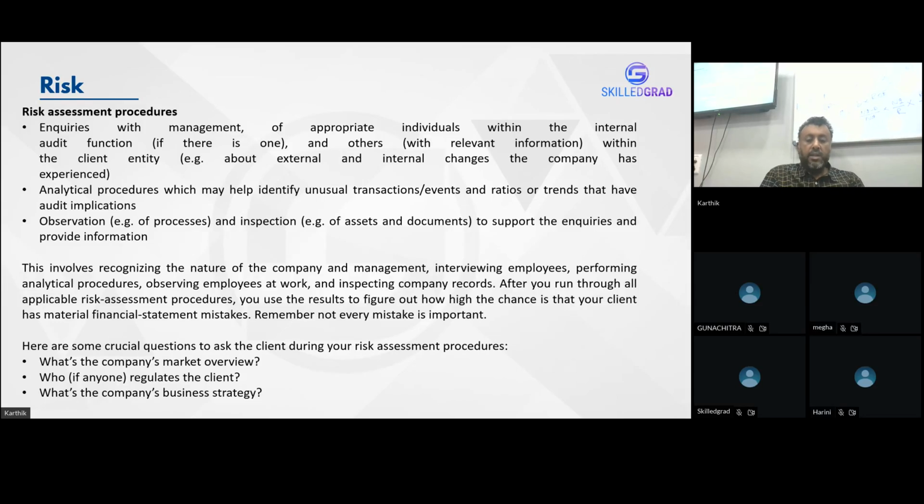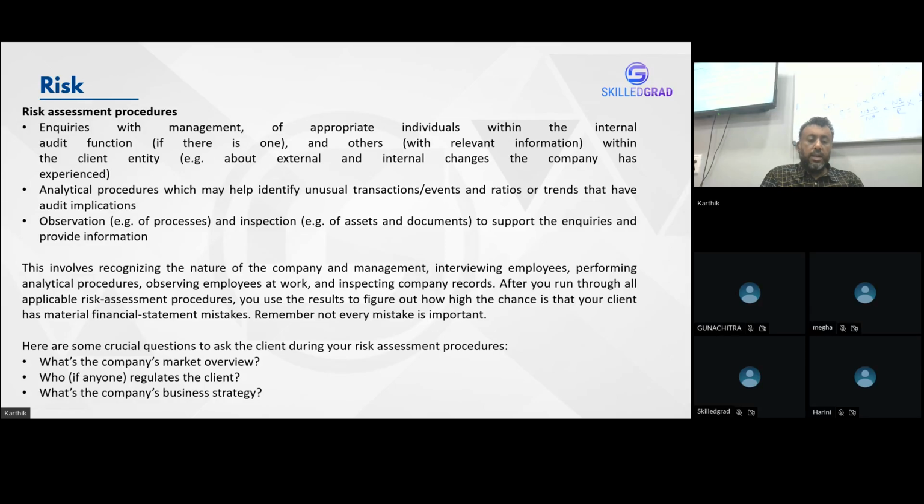Okay. After you run through all the risk assessment procedures, you use the results to figure out whether material mistakes இருக்குமா இல்லையான்னு செக் பண்ணி பாரு. Okay. Remember, not every mistake is important. எல்லா mistake-உம் important கிடையாது. Okay, சிலதெல்லாம் ஸ்மாலா தான் விட்டுடலாம். Here are some crucial questions to ask the client when you're doing a procedure.